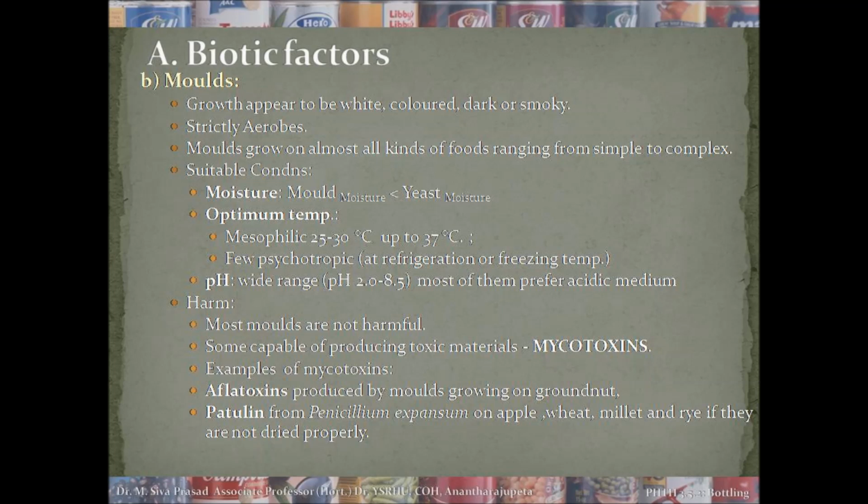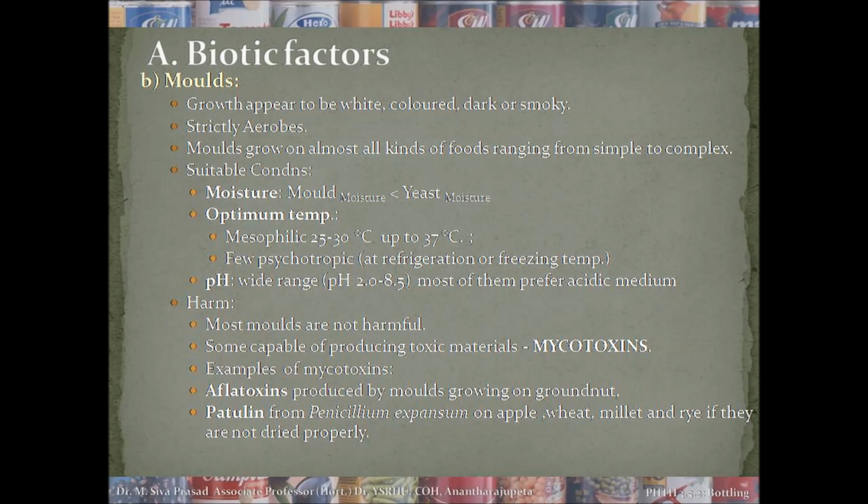Let's see the various other conditions which will help in the multiplication of this mold. The first thing is moisture conditions. It requires less moisture compared to yeast. The moisture requirement of yeast is a little bit higher than that of molds, so molds can grow even under low moisture conditions. And for temperature, it requires a lesser temperature. Yeast, we have seen, can grow up to 47 degrees Celsius, but mold is confined to 37 degrees Celsius from 25 degrees Celsius. So it also has a low range of temperature.